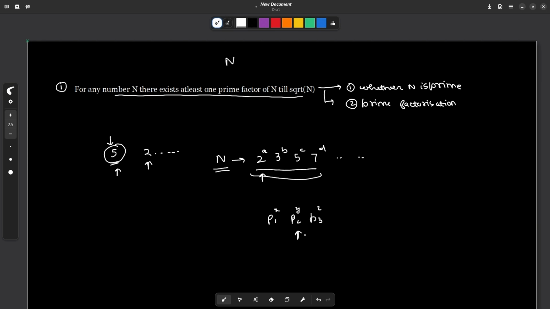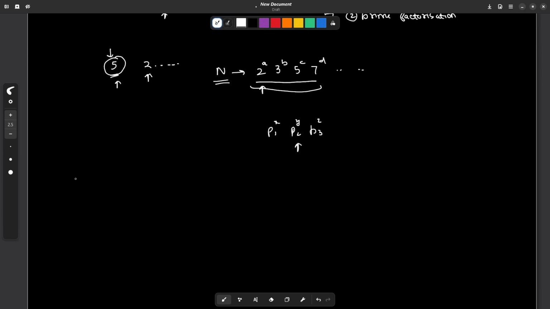Now we know this particular fact, and we also know that there will exist at least one prime factor of n till square root of n. So if I have the original number n with me, what I can try to do is go till square root of n, right? And let's say I found its first prime factor p1, right? So let's say I found p1. So now what I can do is try to remove this p1 completely from n, right?